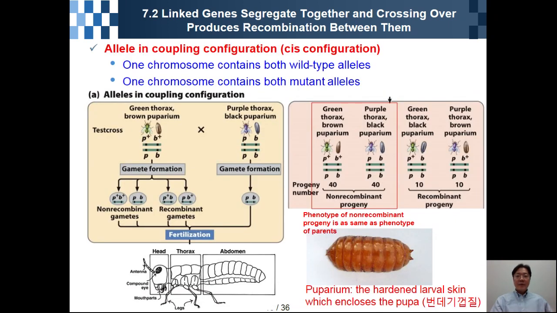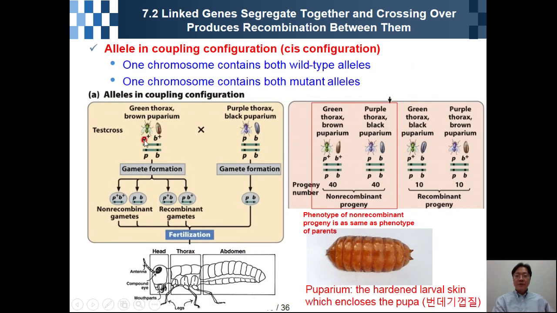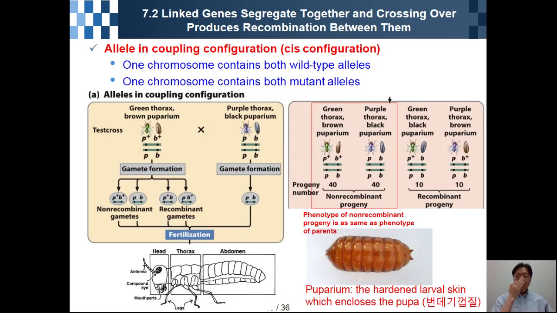In this slide, we will see another concept, the allele in coupling configuration. And in the next slide, we will also learn the allele in repulsion configuration. So genes P and B are linked to each other, and between P and B, crossing over happens. But we have to know the concepts of allele in coupling configuration and allele in repulsion configuration. Okay, let's start from the allele in coupling configuration. We call it cis configuration.